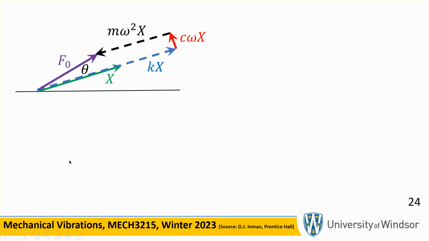Now, look at a few special cases. First of all, if damping is small, just look at that diagram that I drew for you a minute ago. If damping is small, this thing is small. This red arrow is small, which shows you that this angle theta, the angle between the force, the purple arrow, and the amplitude of displacement, the green arrow, is small. You know that. Very small damping gives you very small phase difference.